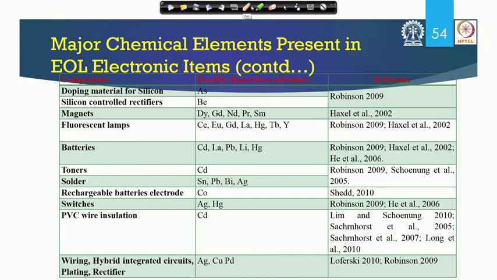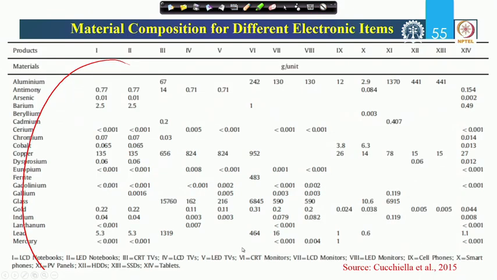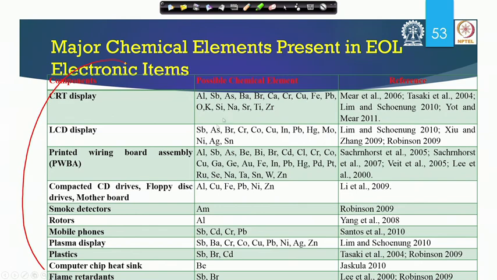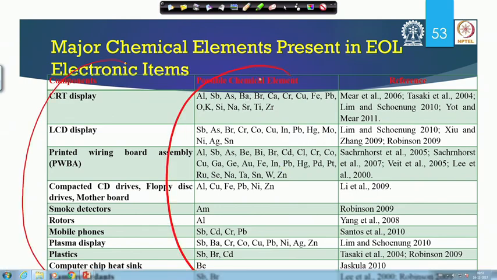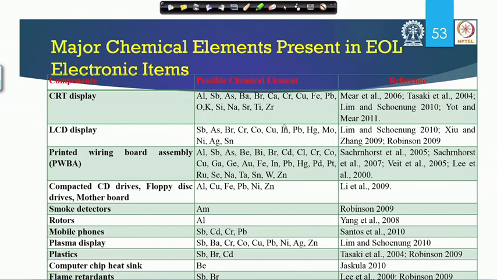Then another example of the same thing: you have the doping material, silicon control, fluorescent lamp, wiring and all that. These are the possible heavy metals present there. This is your possible chemical elements present there. These are the references from which we got that. So we did some homework in getting all this information together for this course.